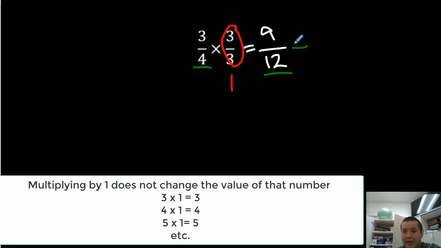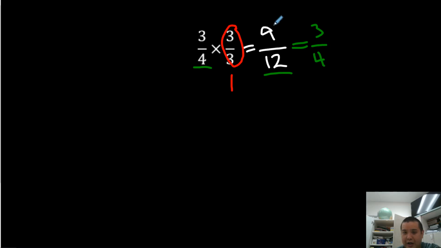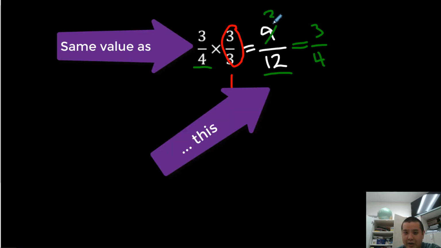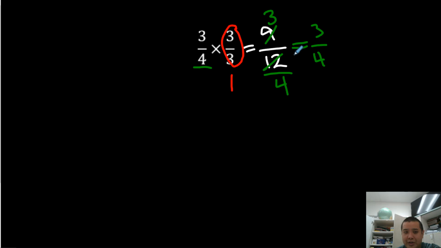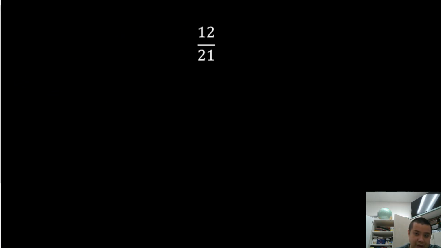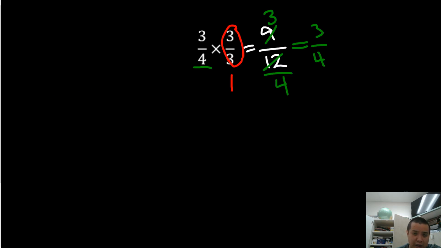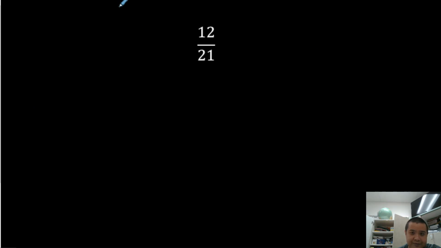In fact, we can simplify this and get our final answer back of 3/4, because they have a common factor. 9 and 12 have a common factor of 3, so 9 divided by 3, 12 divided by 3, we get 3/4. Notice how they both have a common factor of 3. 9/12 we can also write as 3/4.